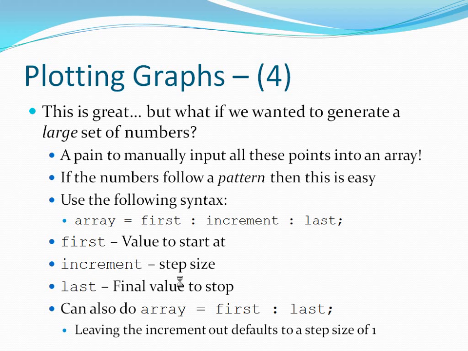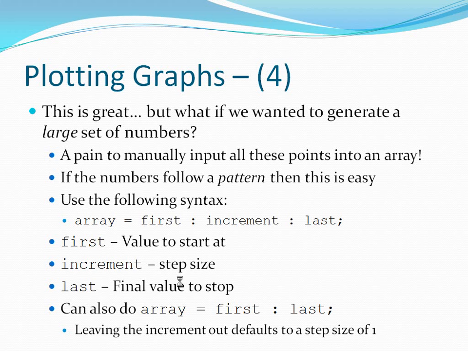And you use the following syntax. So for example, you have array equals first, colon, increment, colon, last. And what this means is that you want to create an array that follows a pattern. So for example, if I wanted to create an array where we're starting from 1 and then you go to 20 in steps of 3, that is the syntax that we cover. So first is the value that you want to start at. So what's the beginning number that you want to start at? Last is the ending number that you want to stop at.